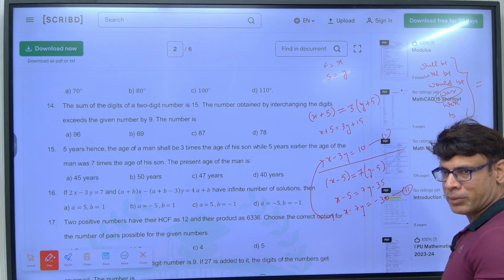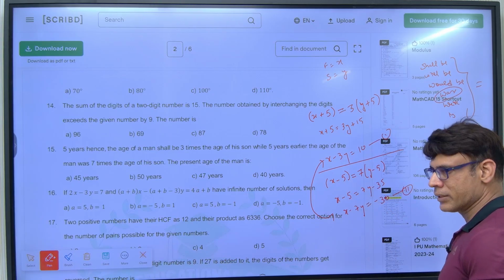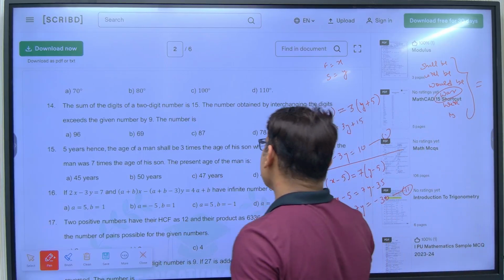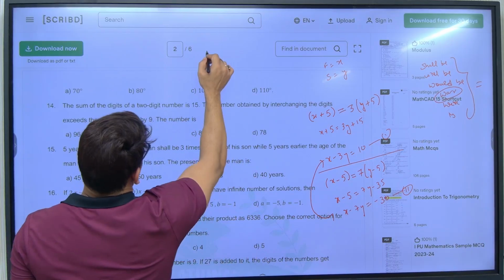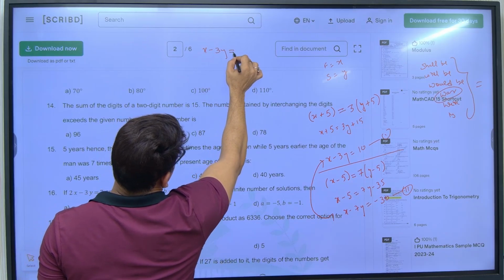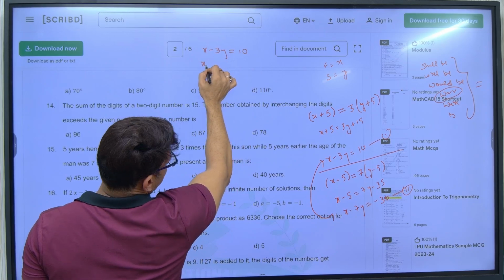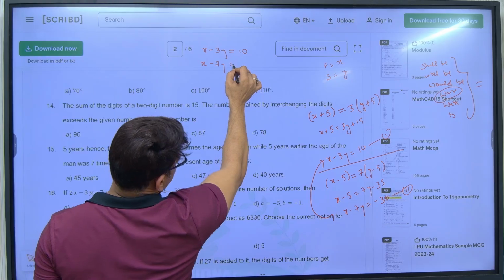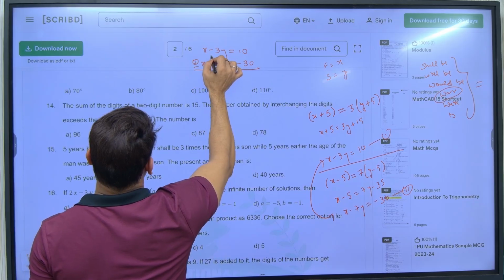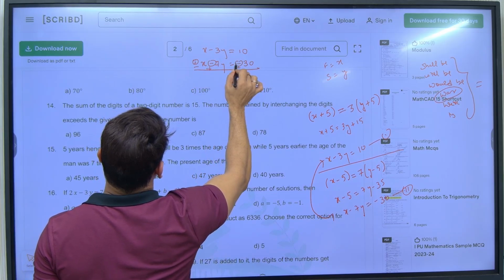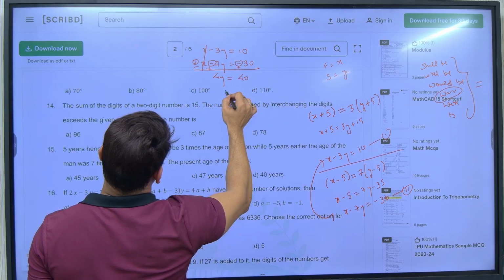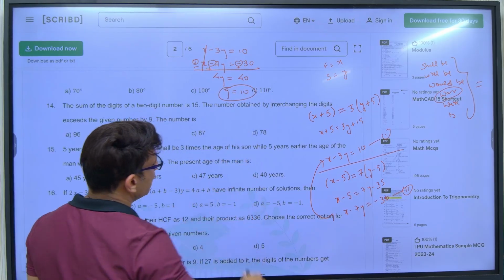You don't have to change the coefficients, because it is already X and X, just have to change the sign. You can solve this, right? Or else you can use the options also. First, let's solve it. What is given? X minus 3Y is equal to 10. And second is X minus 7Y is equal to minus 30. Change the sign. Cancel X, minus 3Y plus 7Y, 4Y is equal to 40. Y is equal to 10.